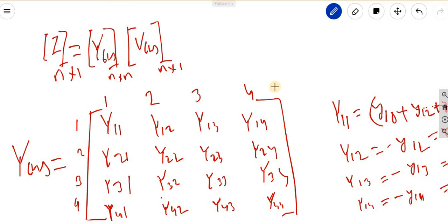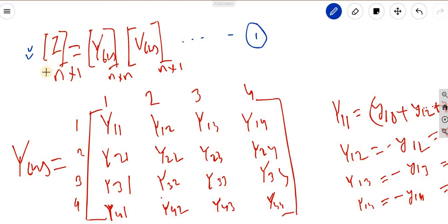Hello everyone. In this lecture, we will be discussing one numerical problem and some modification of Y bus. In the last lecture, we got one equation. That equation is I injection: one matrix, current injection, and Y bus and V bus. That means this n by 1 is the current injection matrix.